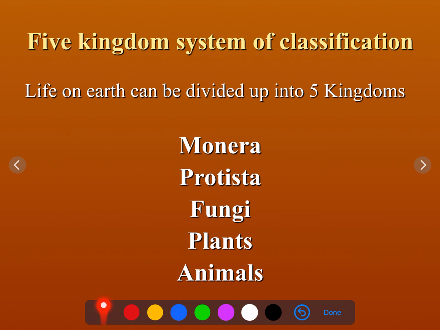Okay. So here we go. Here's the 5 kingdom system of classification. Life on Earth can be divided up into 5 kingdoms. Sometimes you'll see a 6 if you go reading about it, but 5 is the one that is most accepted. Okay, so we have Monera here, and we're going to be looking at those in detail on their own. That's a bacteria type chapter and type organism.